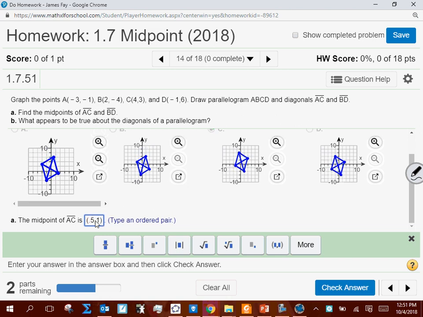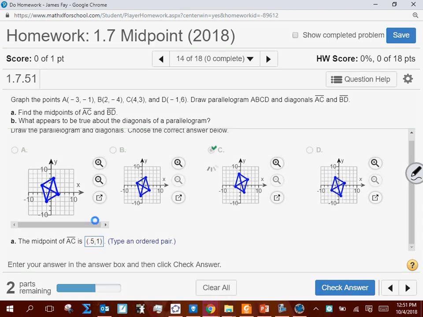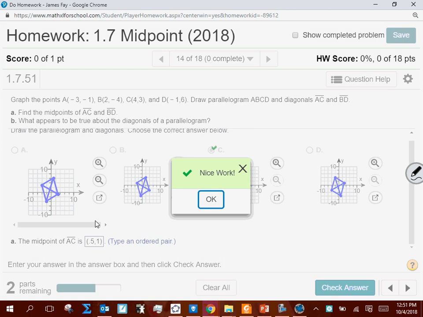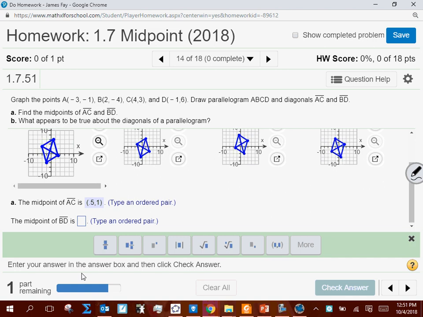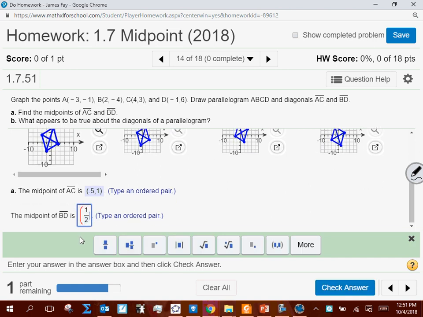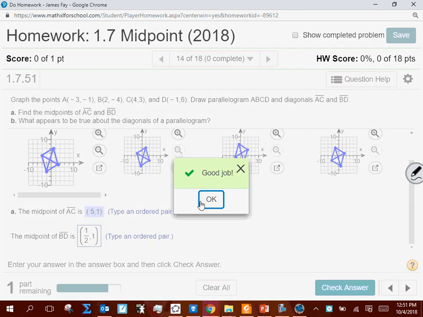Now it doesn't tell me how to type my ordered pair in, so I'll just use decimals. If I typed in fractions, it would be okay. Let me see if I type in a fraction, if it gives me okay. If there are no instructions, type it in how you want. See how either way gave me the right answer?